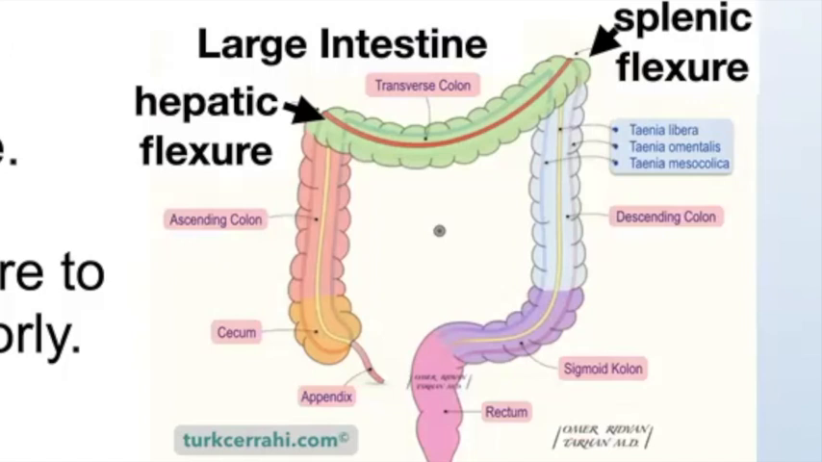The descending colon extends from the splenic flexure to the sigmoid colon. The sigmoid colon starts at the iliac fossa and extends to the rectum. It is posterior to the bladder and, in women, to the bladder and uterus.